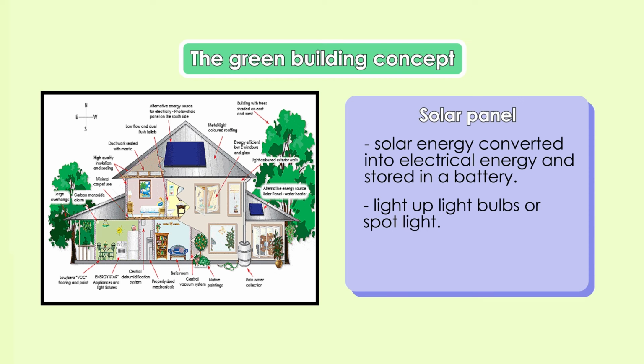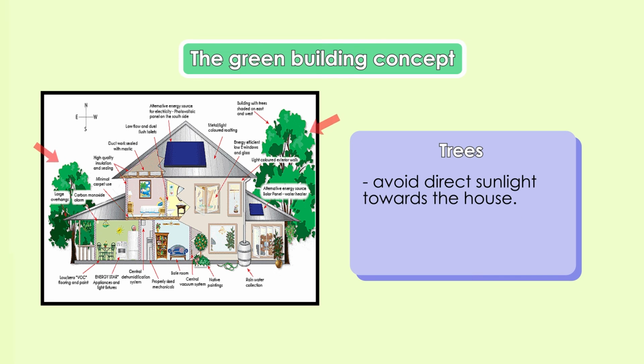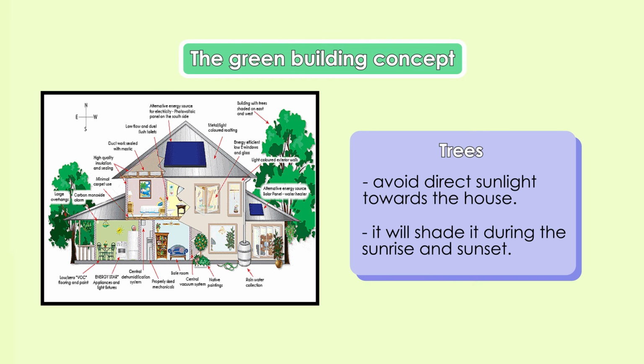Some solar panels are being used to heat water for bathing purposes. Trees are planted at east and west of the house to avoid direct sunlight towards the house. It will shade it during the sunrise and sunset.